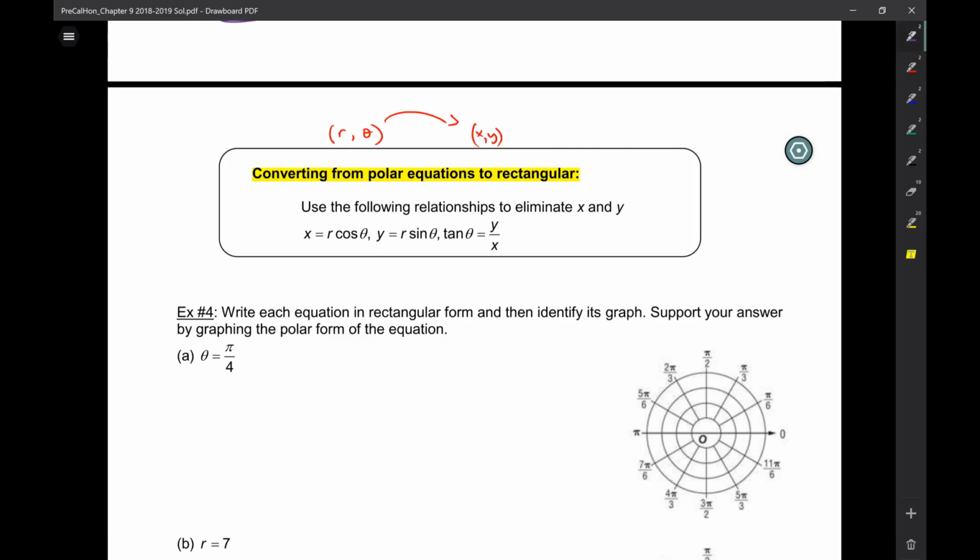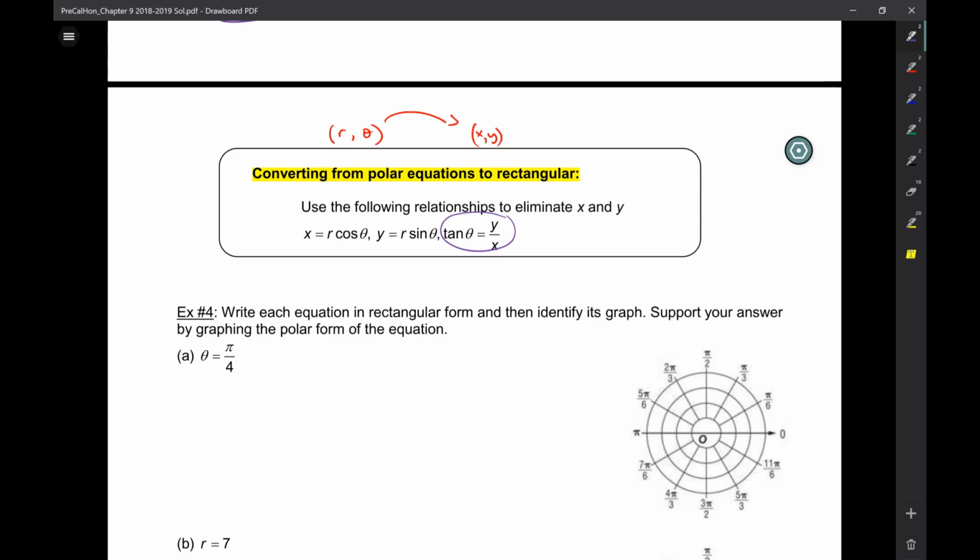We have theta equals pi over 4. Now, before we get there, remember our bridges between the two worlds. One is x is r cosine theta, y is r sine theta. That's how x and y are related to r and theta. Another relationship, another bridge between the two worlds, is that tangent of theta is y over x. So we are free to use any one of those relationships as we see fit.